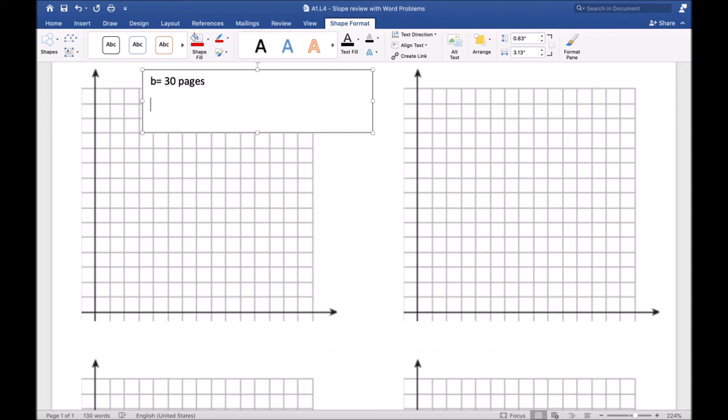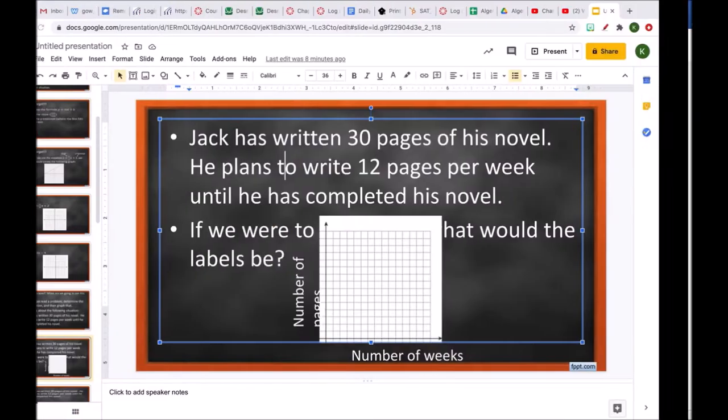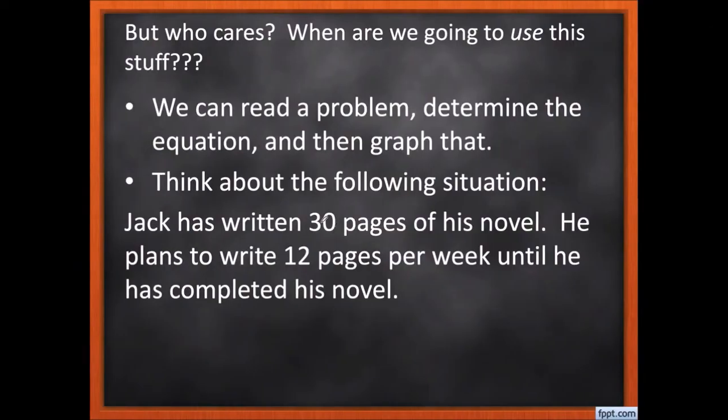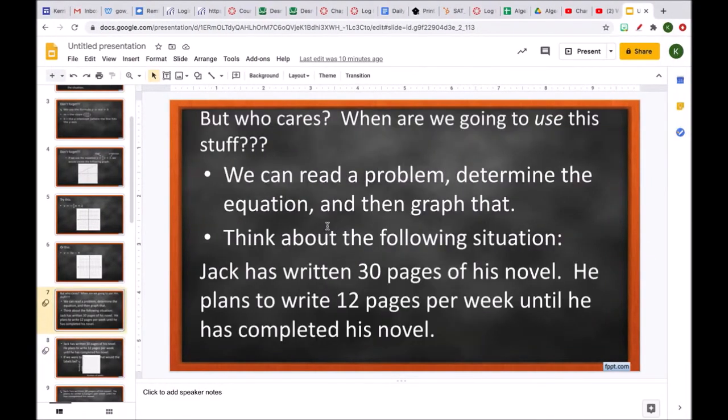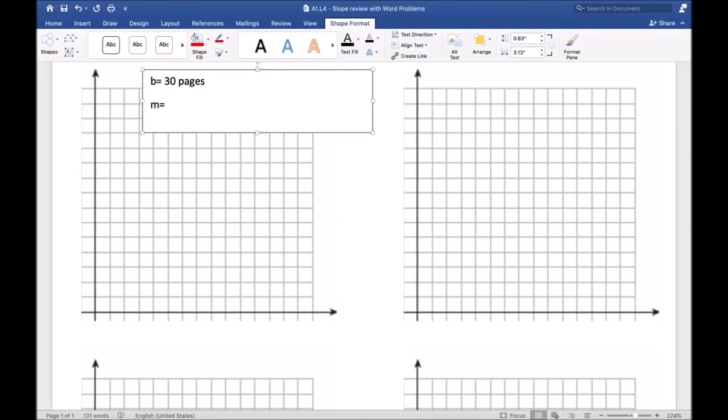The M is also the other piece of information you need, which is the slope. So in our real world problem, it's 12 pages per week.